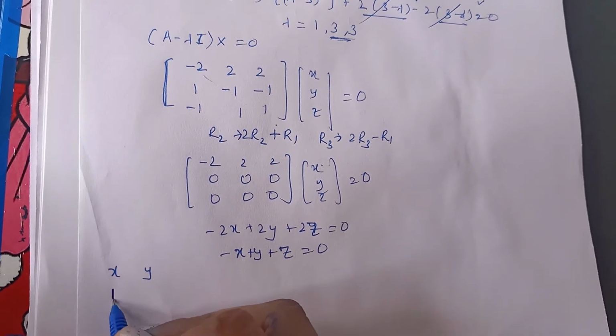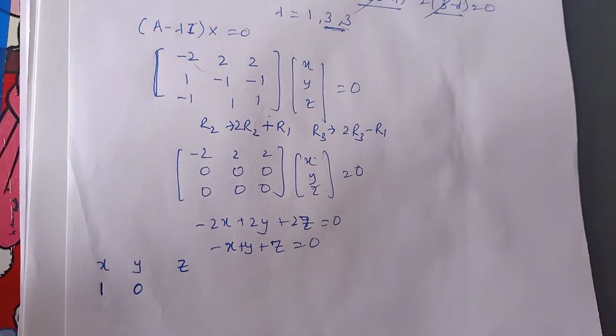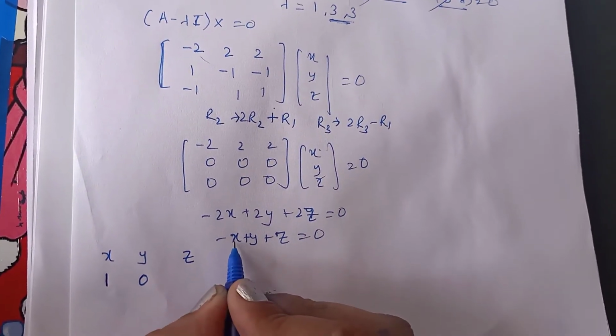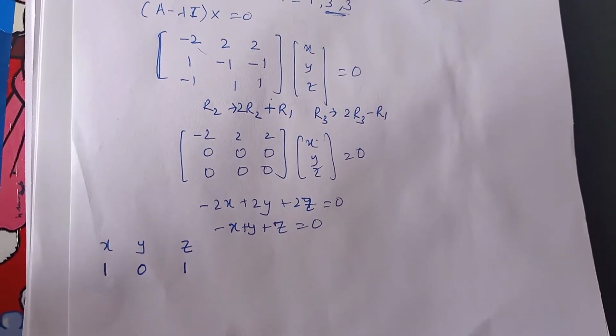So I will be substituting x as 1 first, y as 0, and we will obtain the corresponding value of z. So when you put x as 1, z will also come out to be 1.